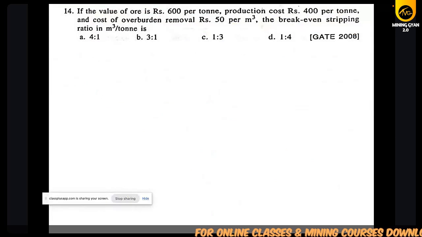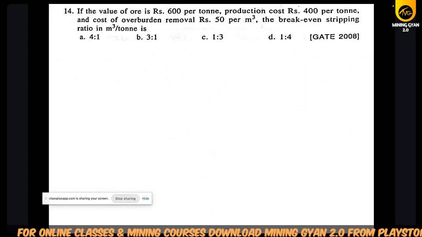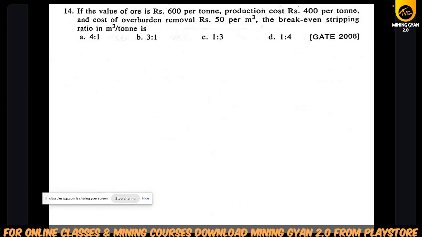In this question we have to find out the break-even stripping ratio. So please solve this question. This is a very simple question. You should try and give your answer in the comments or the chat box.